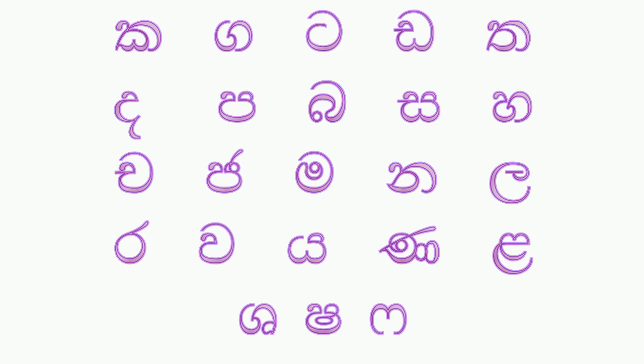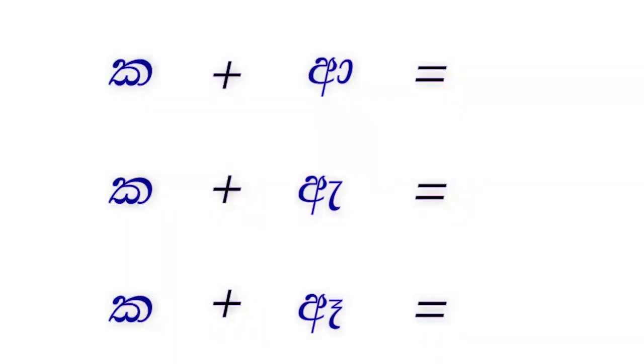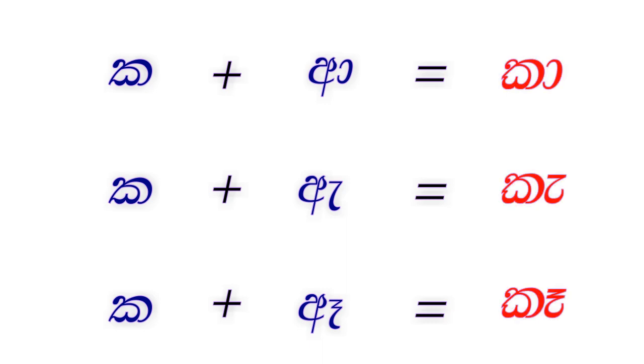When you want to add a vowel to a letter, instead of writing the vowel with the letter, you add some parts to that letter called pili. Pilla is the singular word, and the plural word is pili. So let's learn how to do that.